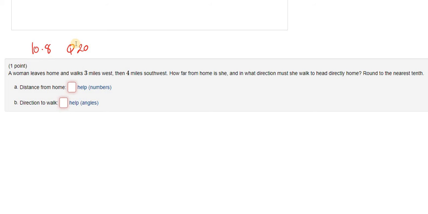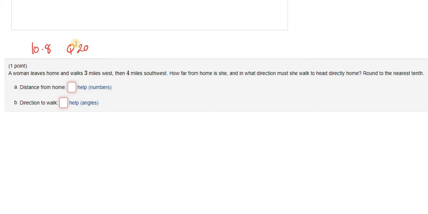Question number 20 from homework 10.8. A woman leaves home and walks 3 miles west, then 4 miles southeast. How far from home is she, and in what direction must she walk to head directly home?